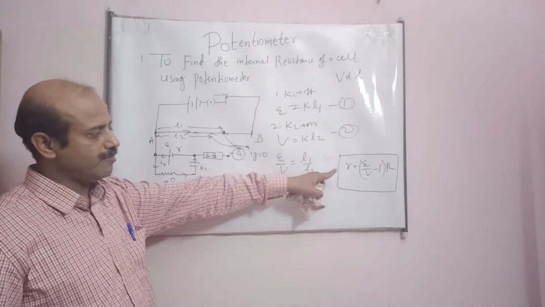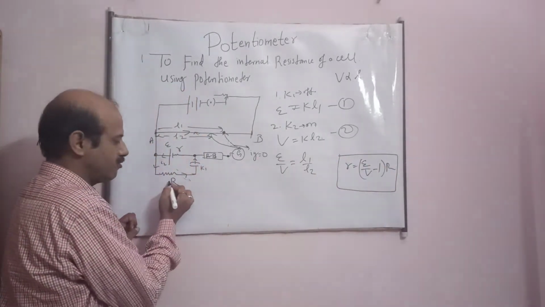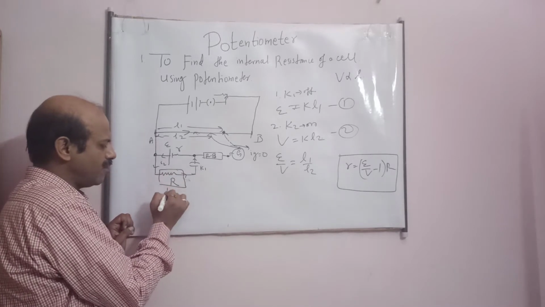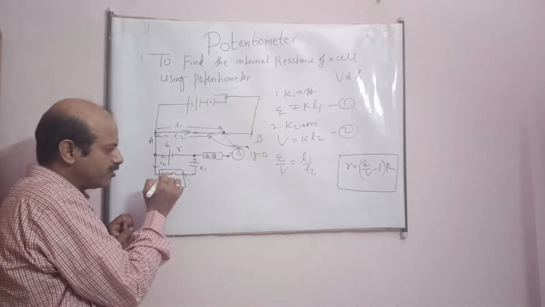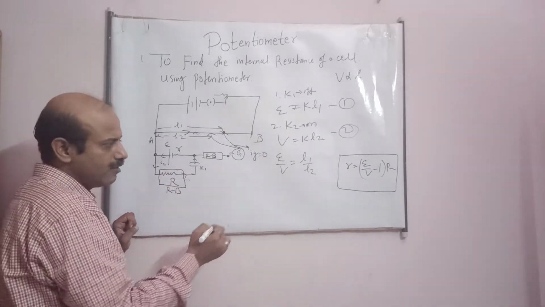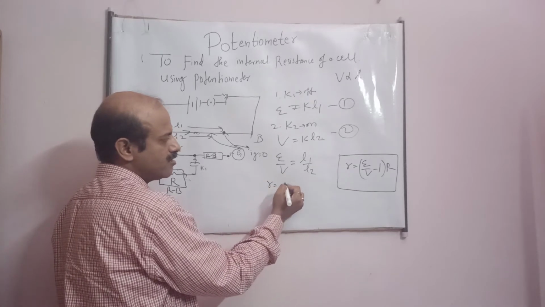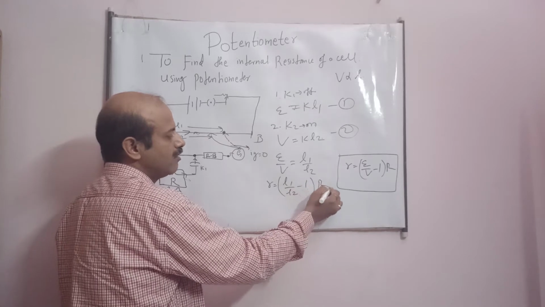Just now, student, I have derived the formula of small resistance. This R is the R which I have taken. In the experiment, generally the resistance box is of small value, and we can choose some small value of resistance. So this R is there in the formula. Now if I substitute here, I will get internal resistance as (L1 upon L2 minus 1) into R.